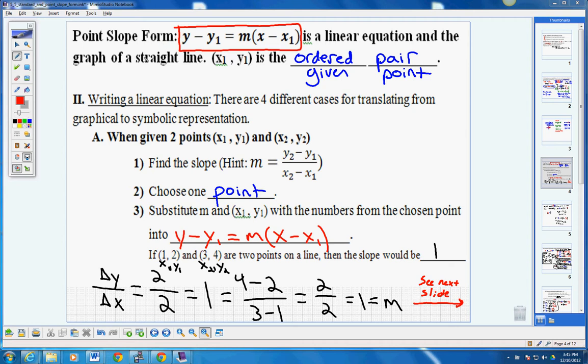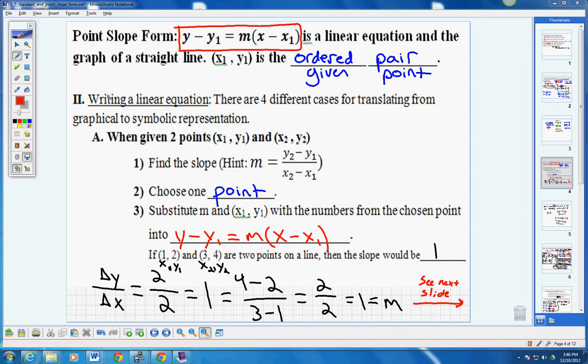So the first thing that I say here is that point-slope form is y minus y1 set equal to the slope multiplied by the quantity of x minus x1. It's a linear equation whenever we fill in values for m and values for y1 and values for x1. That is a linear equation. It's the graph of a straight line. That x1, y1, that's an ordered pair. Really, it's a given point as well. So anything given, that is the given point.